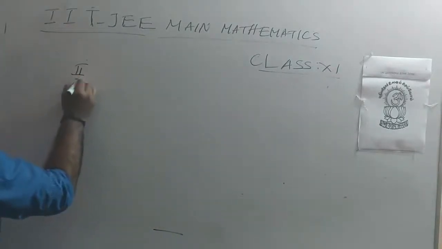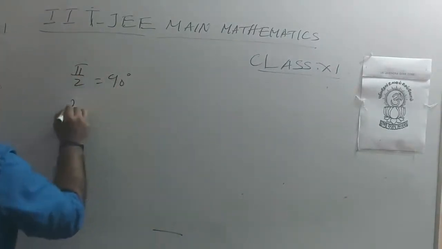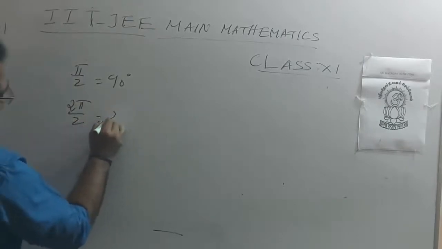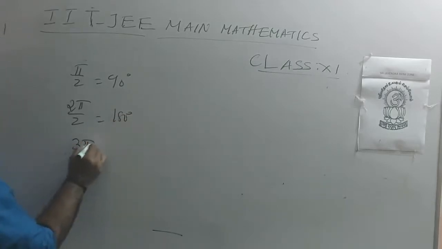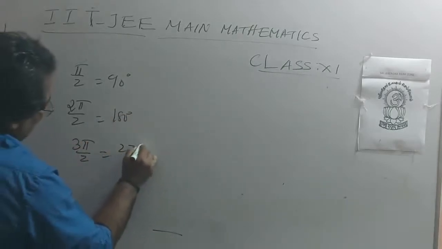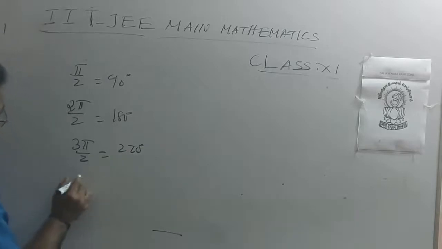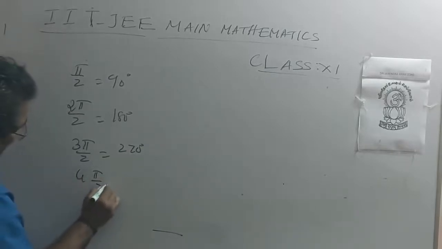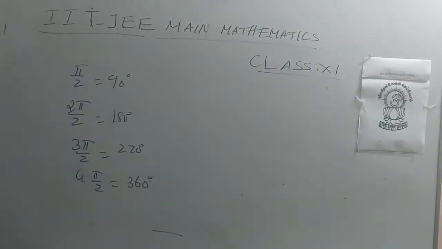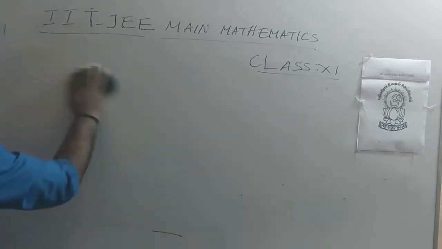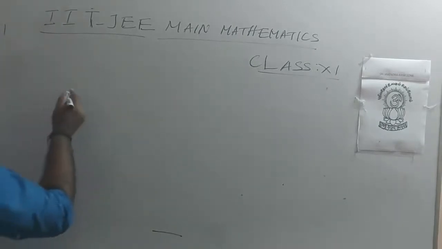So pi by 2 equals 90 degree. 2 pi by 2 equals 180. 3 times pi by 2 is 270. 4 times pi by 2 is 360 degree. Some special angles you have to remember: radian and degree values.